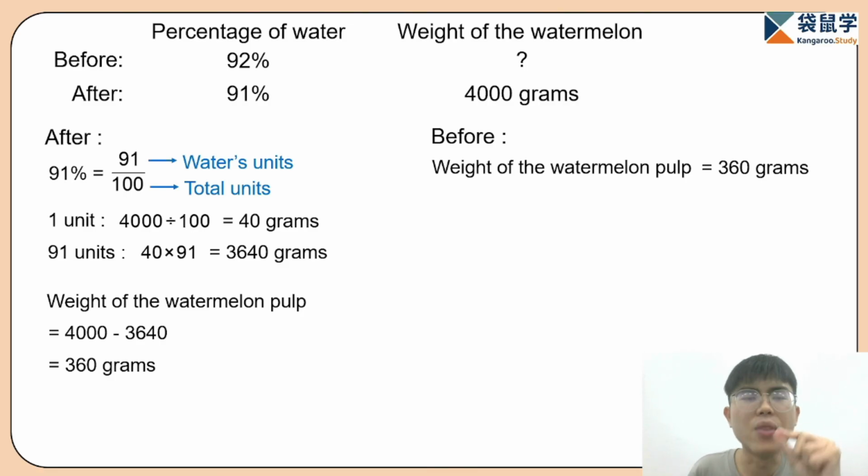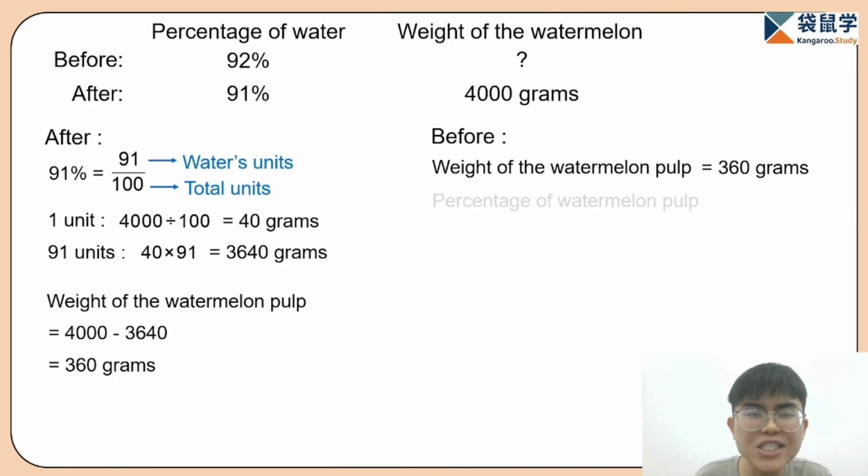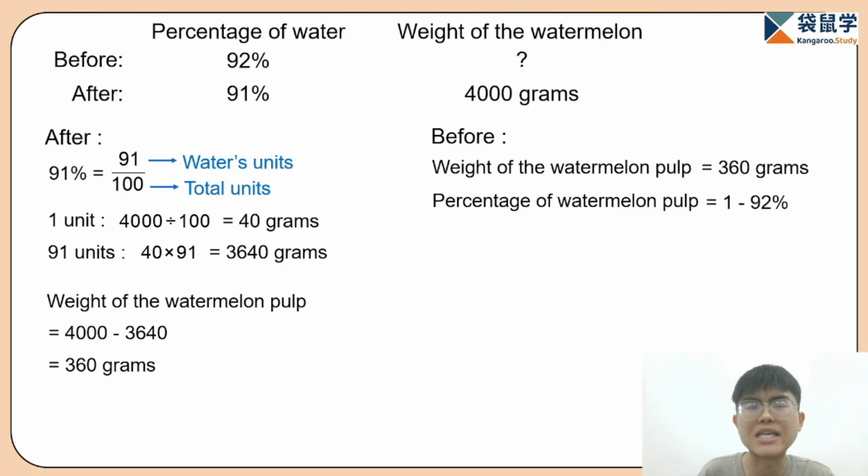Can we find the weight of the watermelon now? The answer is no, because the part that we have here is the weight of the watermelon pulp, which means we need the percentage of the watermelon pulp instead of the water. How do we find the percentage of the watermelon pulp? We use 1 minus 92%, which is 8%. We can convert the 8% into what fraction? It is 8 over 100.